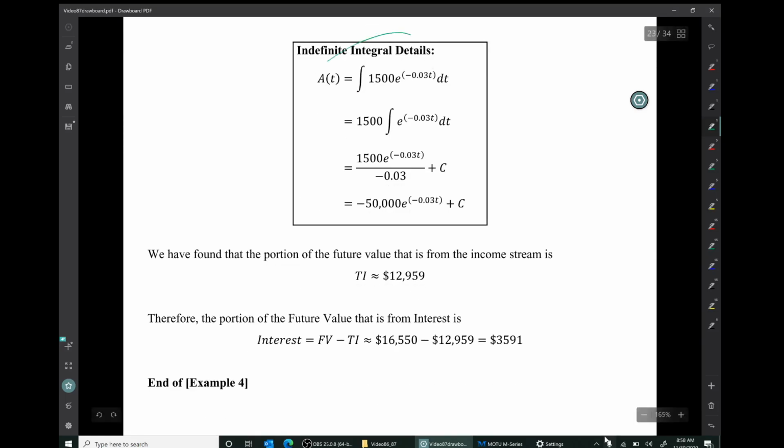There are the indefinite integral details. I won't go over them. It does have the key step, though. The indefinite integral of e to the kt is e to the kt over k plus c. So we found that the total income, the green portion of the money in that bucket, is $12,959. So now we can compute the interest. We simply subtract that total income from the future value to get the interest. The result is the interest is $35.91. That's the end of that example.